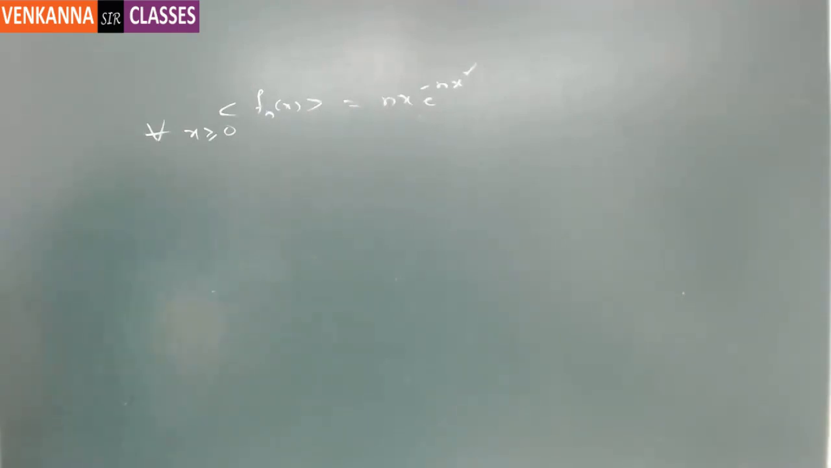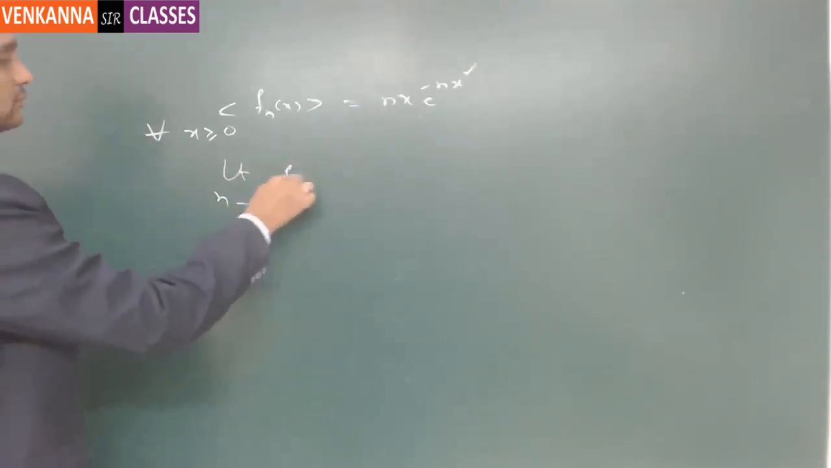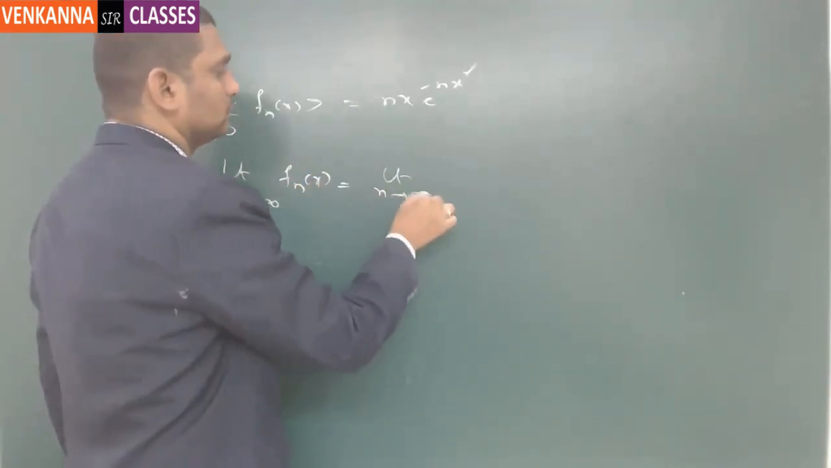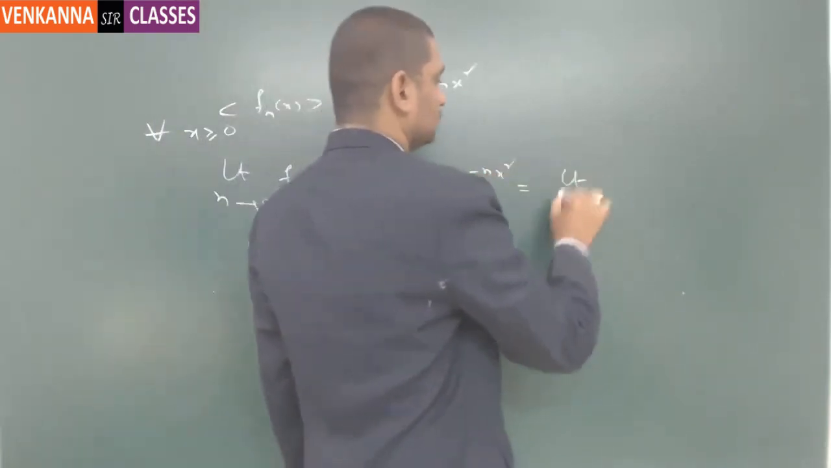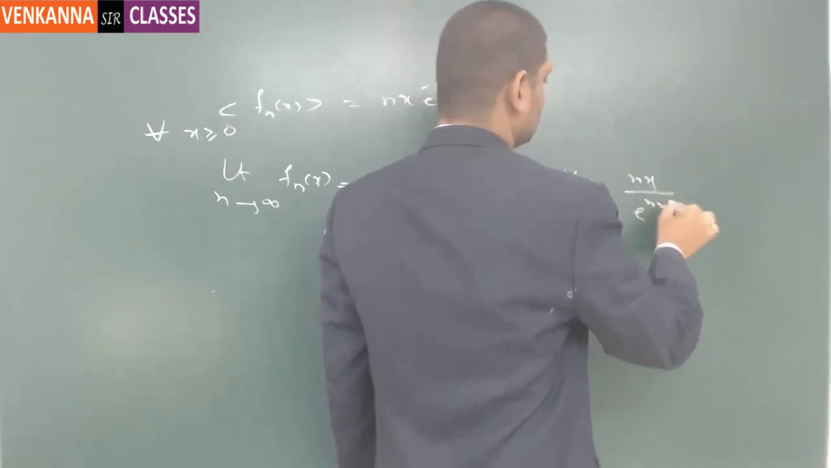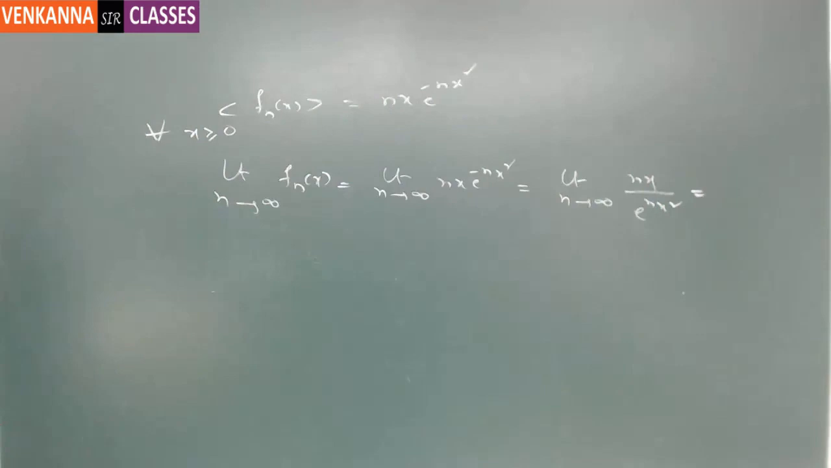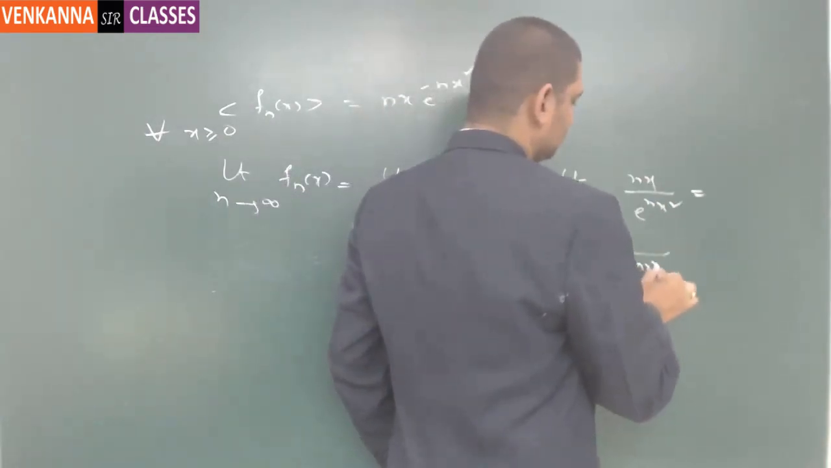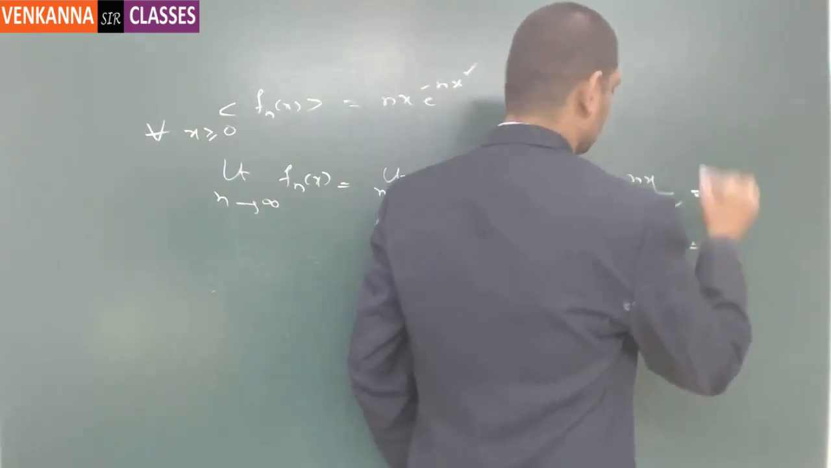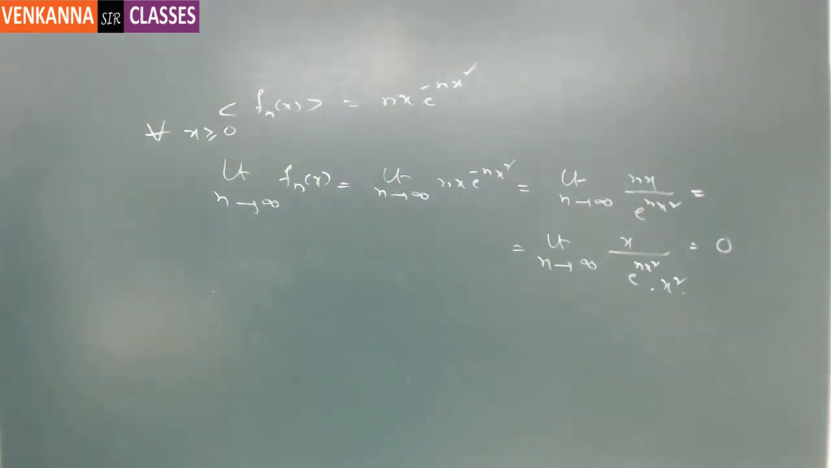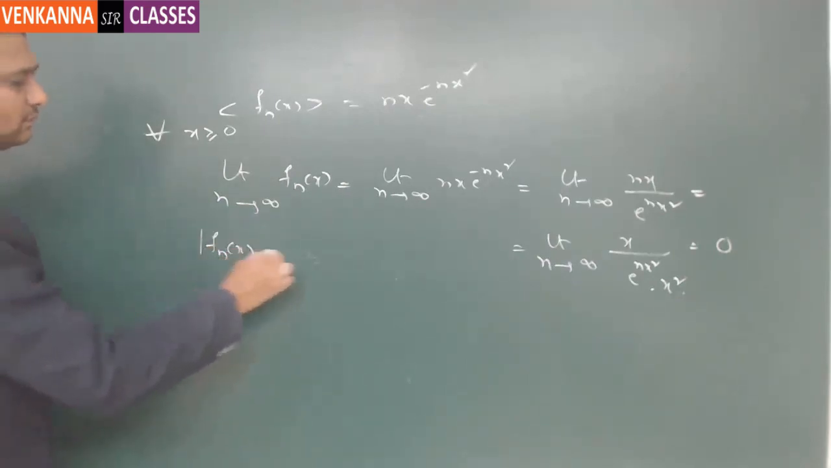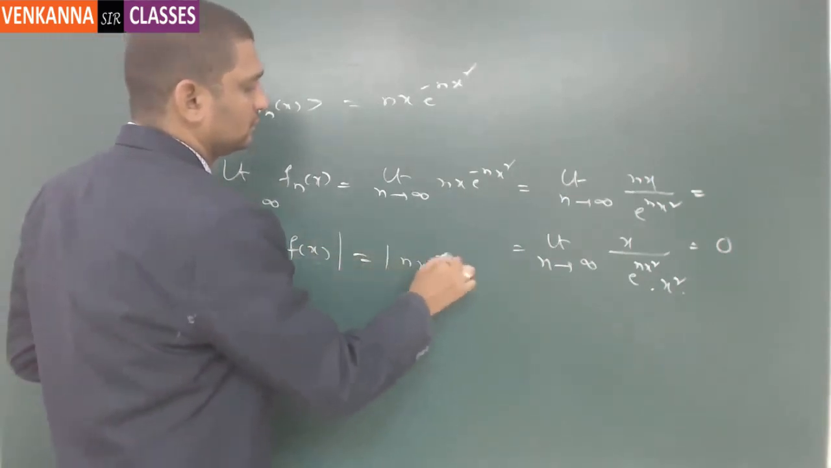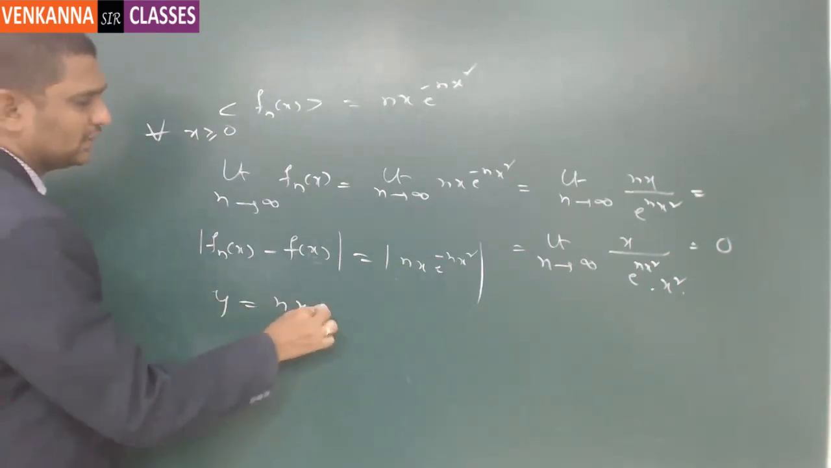So this was the problem I have taken. Now let us calculate the limit. So if it is in the form of undefined, we use L'Hospital rule, limit n tends to infinity. So if you consider mod fn of x minus f of x, so you take that y is equal to nx into e power minus nx square.